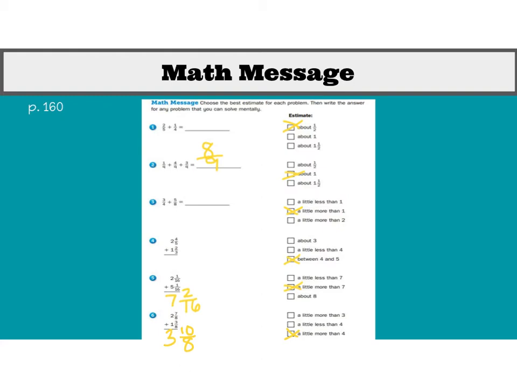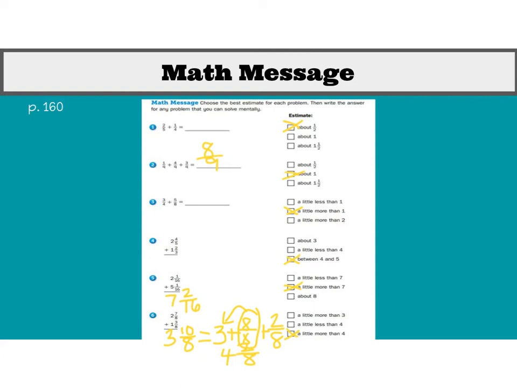So we know that if we took apart this 3 and 10/8, it would be 3 plus, and we're going to break up that 10/8. So we're going to have 8/8 plus 2/8. So we're going to take this 8/8 and we're going to trade it for 1 whole, which means we're going to add it to this. So my final answer is going to be 4 and 2/8 for that one.